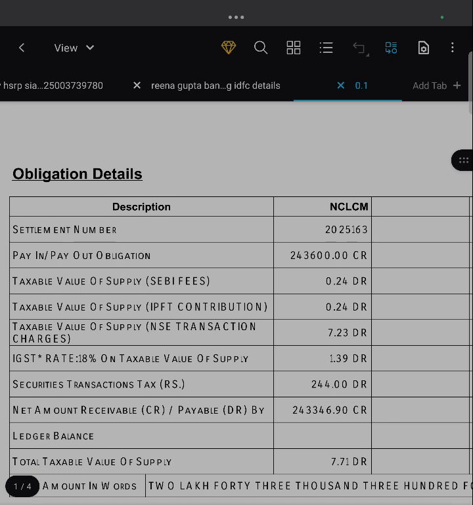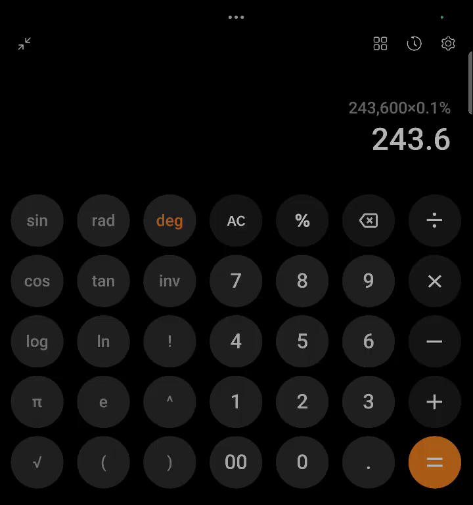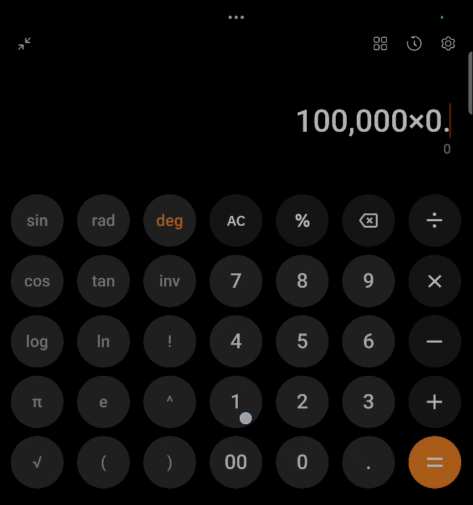Over a period of time, all these paise accumulate. For example, if you have done 1 lakh trades, and 1 lakh trades are very simple. For normal traders who trade on a daily basis, it's very easy to do 1 lakh trades in a lifetime. So for 1 lakh rupees, if we take 0.1% of it, it is 100 rupees loss.